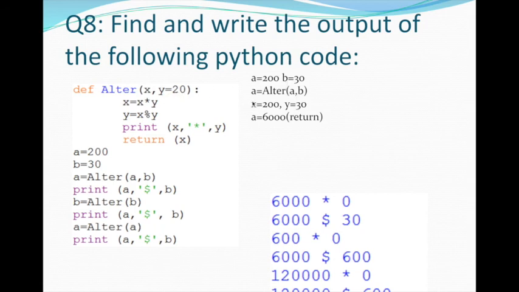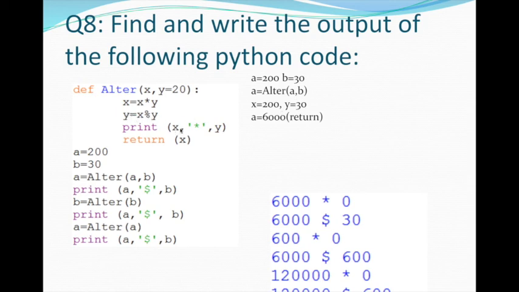Then calculating x and y. What is x here? x = x * y, with x equal to 200 and y equal to 30, so x * y is 6000. And what about the value of y? y = x mod y. Don't take x equal to 200 here. After executing the previous statement, x value is changed to 6000. So 6000 mod 30, don't take it as 200 mod 30. Here the remainder is 0.